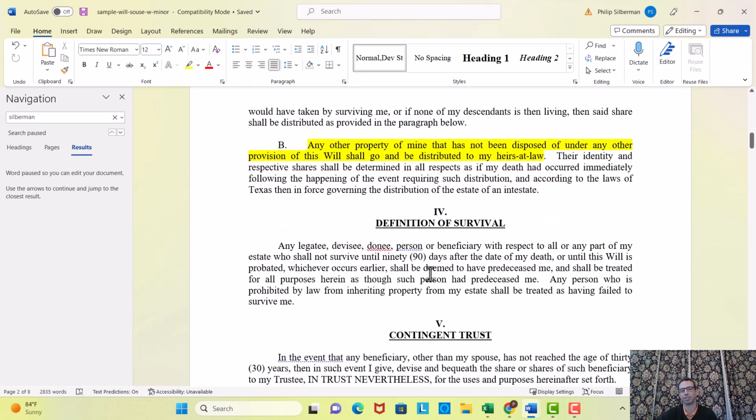You've got a definition of survival. This comes into play in the event maybe you have an untimely demise during a car accident where both husband and wife die simultaneously. So this clause addresses that.